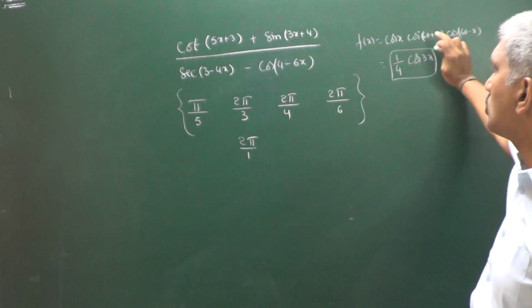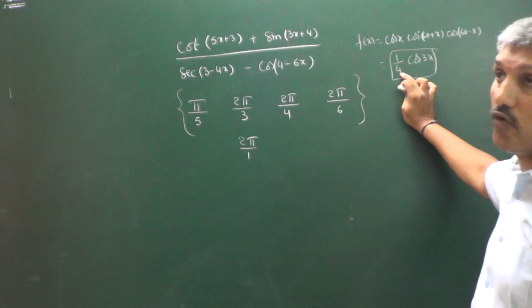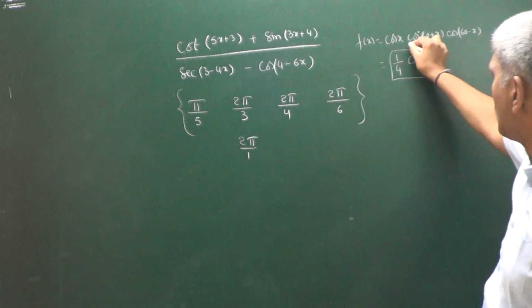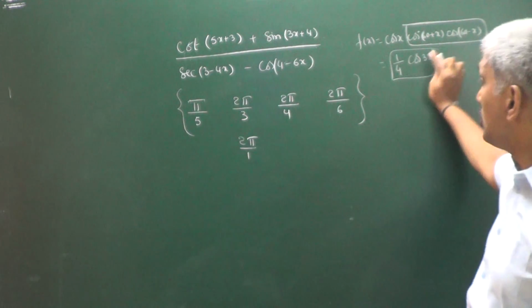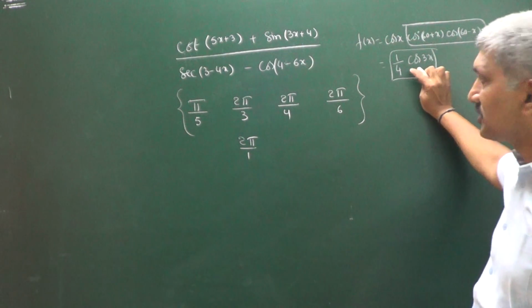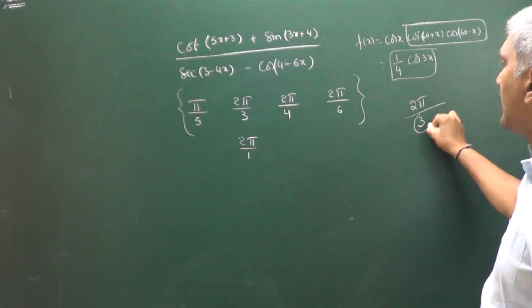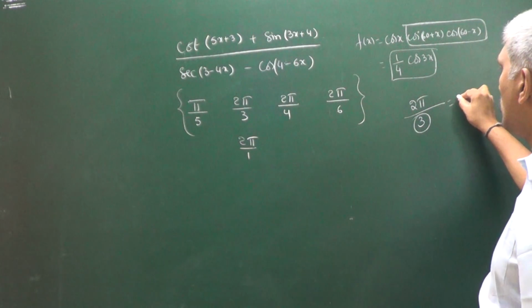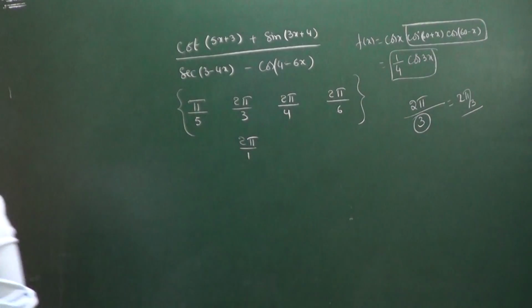Cos theta into cos(60 + theta) into cos(60 − theta) is equal to 1 by 4 into cos 3 theta. Apply the cos(a + b) into cos(a − b) formula, simplify, you will get 1 by 4 into cos 3x. Now this is a periodic function with period 2 pi by 3. So 2 pi by 3 is the period of that particular function.